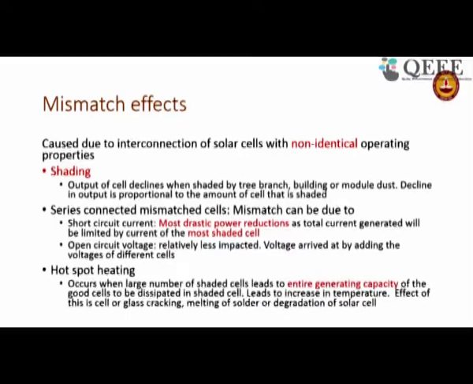So you get mismatched cells, hotspot heating. When you design something, you have to worry about each of these things. You have to use a way to bypass the cell or not use the cell. It cannot be assumed that you will always get that voltage. I'm not going to get into detail of that, but series connected mismatch can be due to short circuit current, open circuit voltage, and hotspot heating where the current starts flowing. Each of these things one has to worry about in designing this.